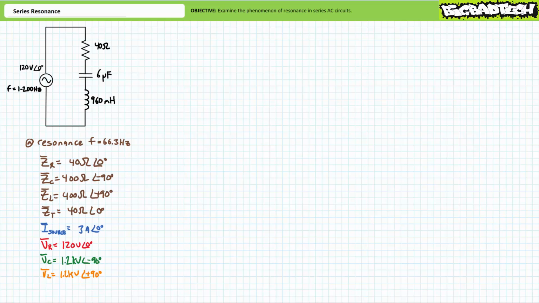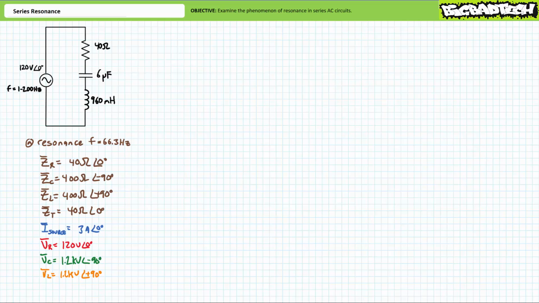Let's now examine voltage distribution within this series circuit. An application of Ohm's law demonstrates voltage across the resistor will be 120 volts at an angle of 0 degrees. Another application of Ohm's law demonstrates voltage across the capacitor will be equal to an astronomical 1.2 kilovolts at an angle of negative 90 degrees. Finally, yet another application of Ohm's law demonstrates voltage across the inductor will be equal to an astronomical 1.2 kilovolts at an angle of positive 90 degrees.